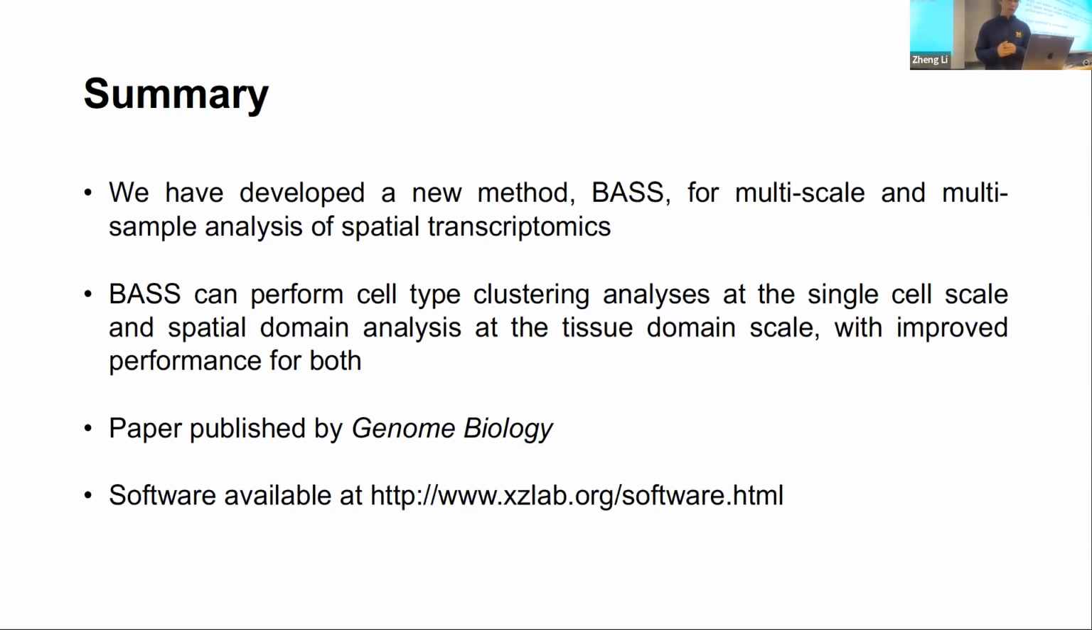In summary, we have developed a method called BASE for multi-scale and multi-sample analysis of spatial transcriptomics that can perform cell type clustering at the single cell level and spatial domain detection at the tissue region scale with improved performance for both tasks. The paper has already been published by Genome Biology last year. Please feel free to check the details of the method, and please also feel free to contact me if you have any questions. The software is available at our lab website.